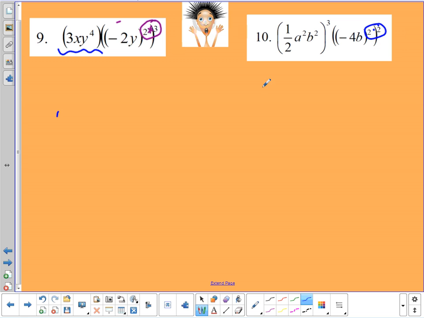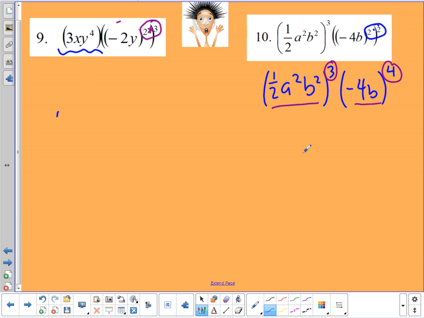2 times 2 is 4. So I have one half a squared b squared raised to the third, and then I have negative 4b raised to the fourth now because I took those powers and multiplied them together. Now I'm going to use my product of powers rule here. You can go through and write this one out 3 times, this one out 4 times, and put them together, but I'm going to use my rules of exponents and show you what that looks like. So I need one half to the third power, and I'll go back to my calculator.